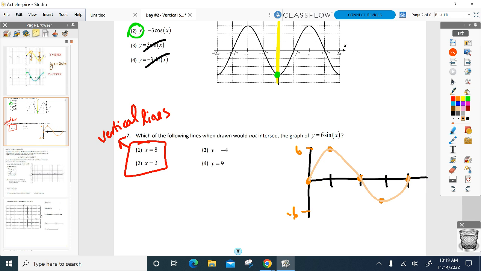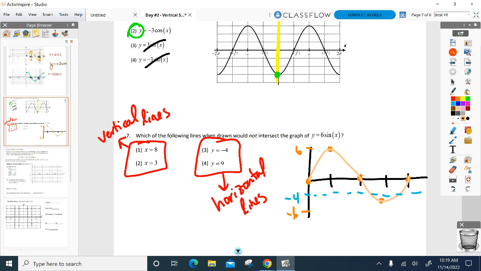Now, what about these 2 right here? Well, if x equals gives vertical lines, y equals gives horizontal. So let's talk about the first one. y equals -4. How low does this go? Down to -6. So is it -4 right here? That'll hit because it goes down to -6. What won't hit? 9, because it goes up to only 6. 9's way up here. Never going to hit at 9.